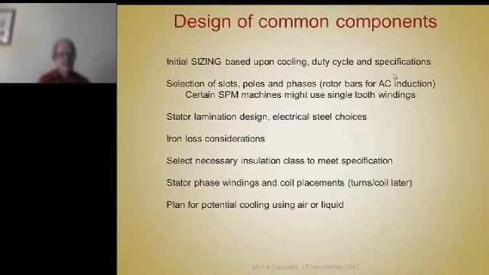The designing of the components, the steps for that, we've already looked at that in general, but specifically the most important thing to start with is to size the machine based on the duty cycle, the specification, performance requirements, and how you're going to cool it. Then, as we've said over and over, you got to select the number of slots, poles, and phases, and then design the laminations, the cross sections, and the materials. Calculate the iron losses. And iron losses, we're gonna cover a lot about that. There's a lot of problems with iron losses.